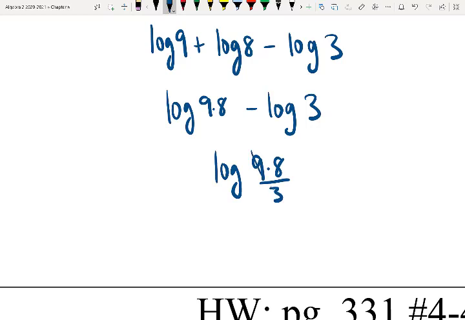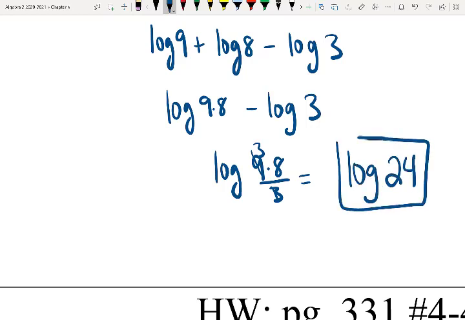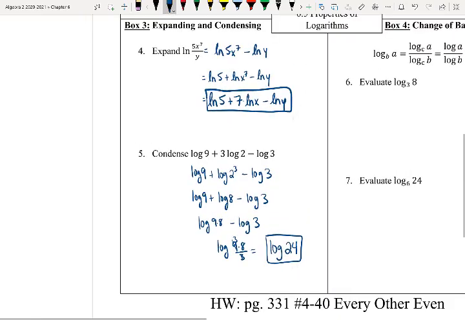Instead of multiplying it out, I just decided to leave it expanded in terms of my numbers, because now I can simplify that. That 9 over 3 reduces to just 3, and 3 times 8 is 24. So my final condensing is just the log of 24. Log of 24.